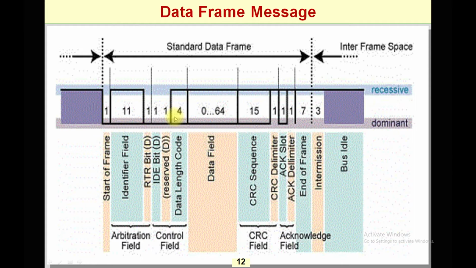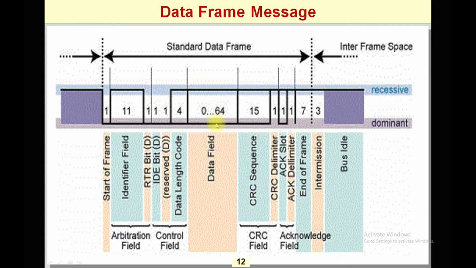Say for example, when it is 0001, 1 byte of data will get transmitted. 0010 means 2 bytes of data will get transmitted. When it is 0011, it means 3 bytes of data will get transmitted. The data length code decides the length of the data in the data field.